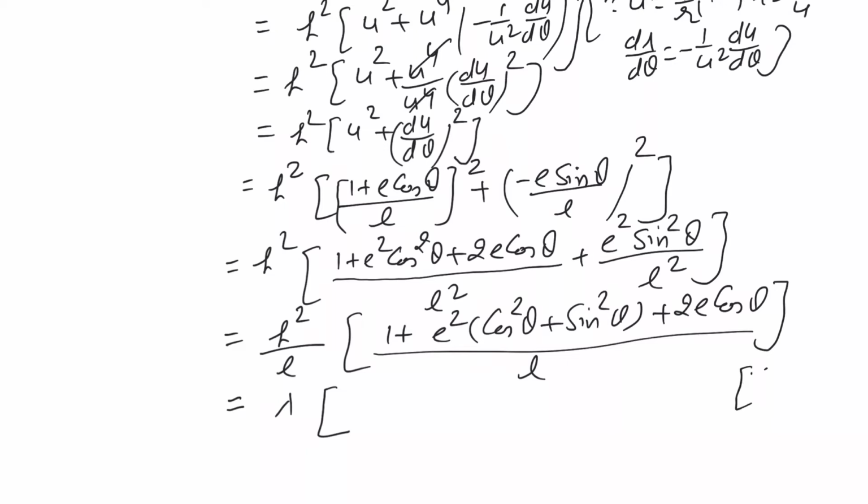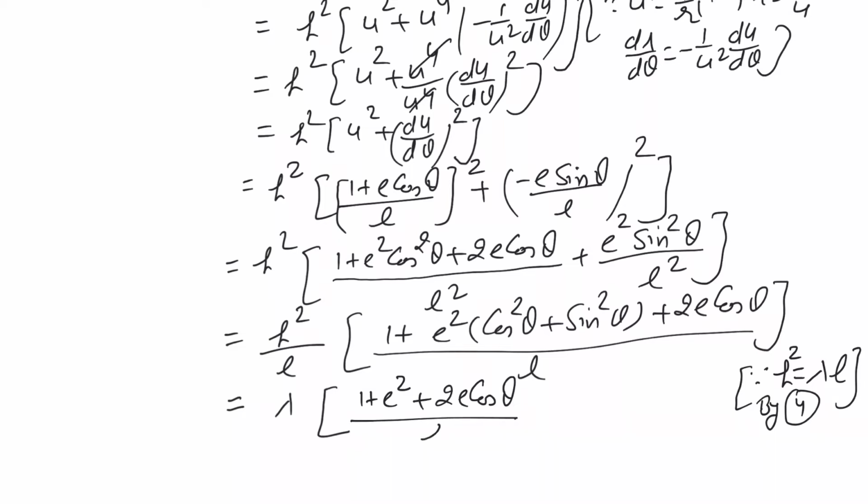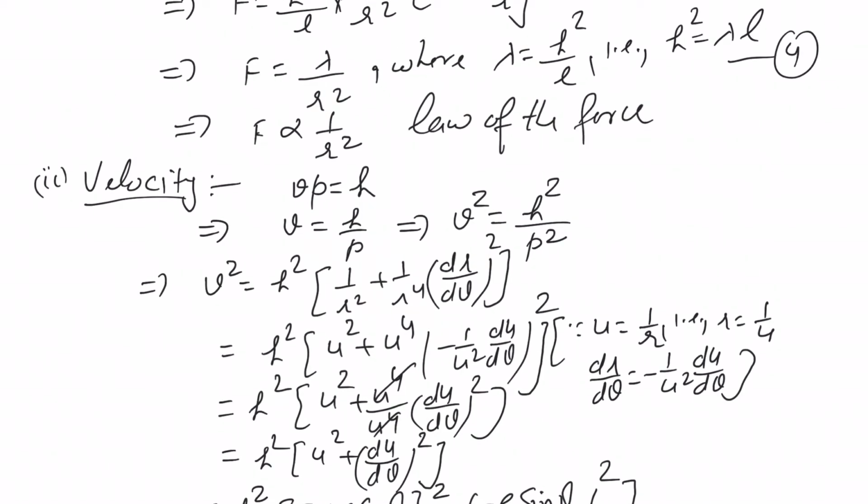because h square is equal to lambda L, that is, by equation number 4. By equation 4, this is further written as (1 plus e square plus 2e cos theta) upon L, because cos square theta plus sin square theta is 1, and this is by 4. This equation h square is equal to lambda L.